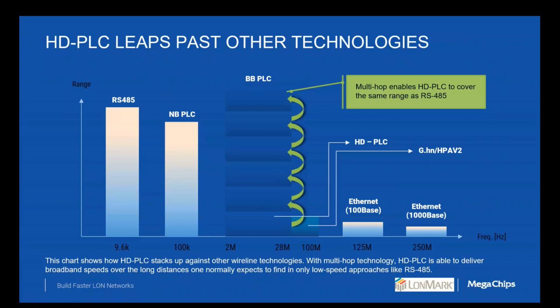There are a couple of unique features for HD-PLC. One is its frequency band, and the other is its repeating function. We selected the frequency band between 2 to 28 megahertz for optimum cost performance. We found that higher frequencies above 28 megahertz really don't add much more performance, while making the chip architecture more complex and more expensive. The other unique feature is its repeating function.